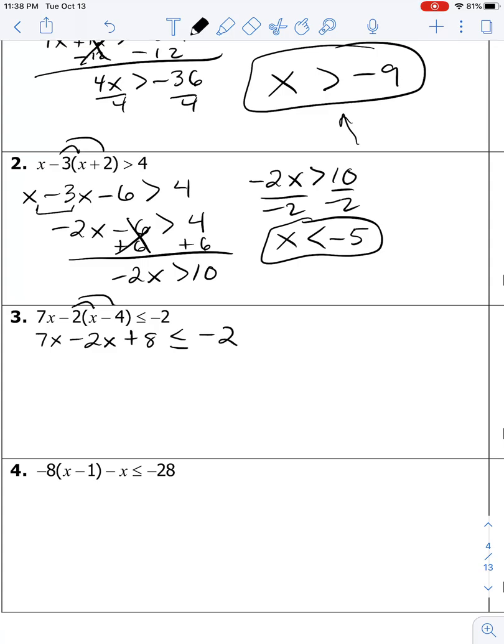3 terms on the left side. We don't want 3 terms on the left side. We only want 2. So, combine like terms. So we're going to combine our x's. 7 minus 2 is 5. Drop down the plus 8.